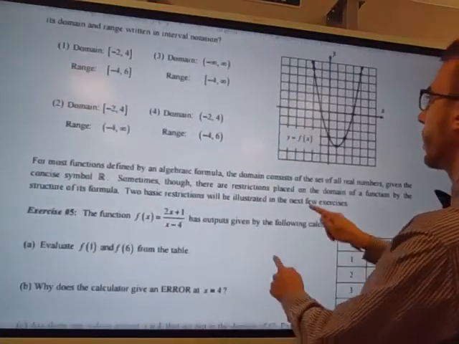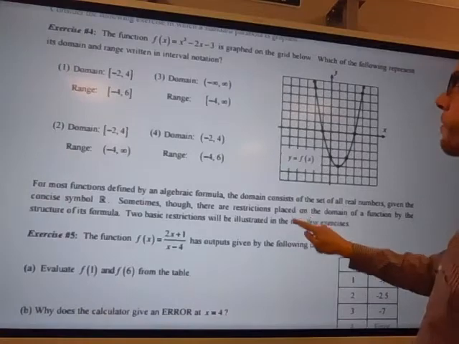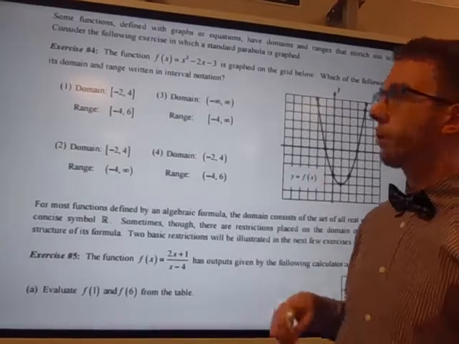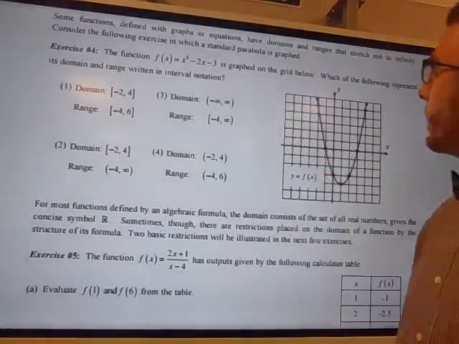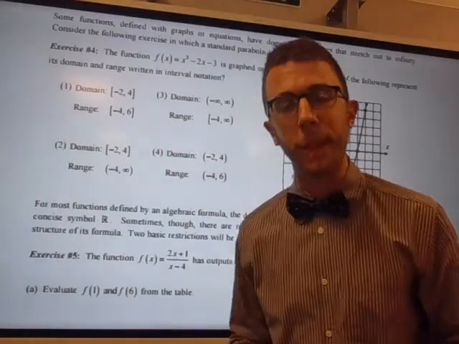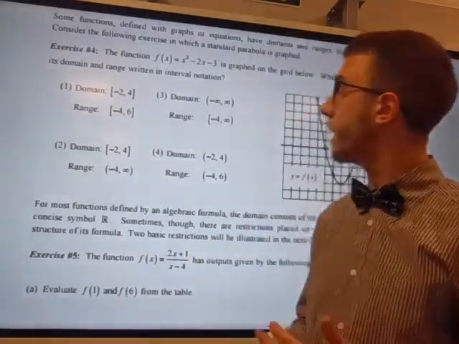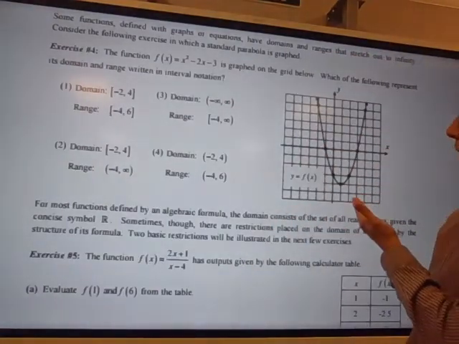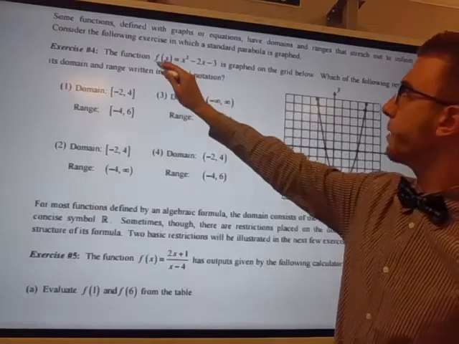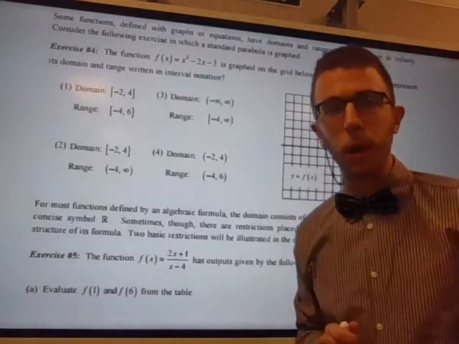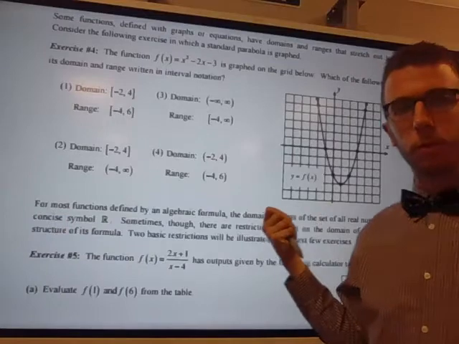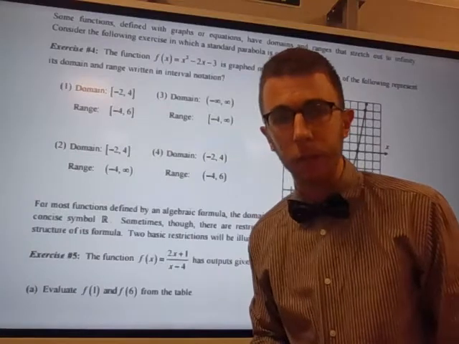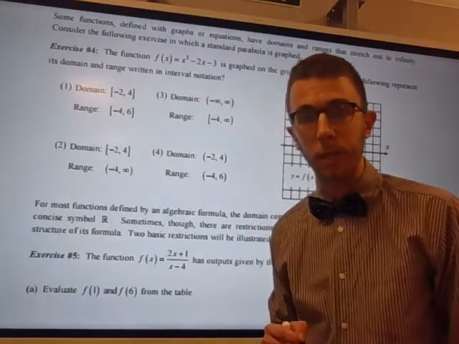Okay, here we go, working with another graph. It says some functions, right at the top. Some functions defined with graphs or equations have domains and ranges that stretch out to infinity. Like something I mentioned on the front page, consider the following exercise in which a standard parabola is graphed. The function f of x equals x squared minus 2x minus 3 is graphed on this grid below. Which of the following represent its domain and range written in interval notation?